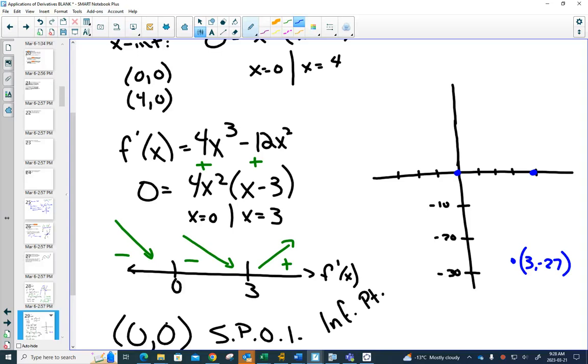Now, for graphing this one, because this will be the first one that we officially graph with a SPOI, a stationary point of inflection, what we need is at this stationary point of inflection for it to flatten out completely. So our graph is going to need to come down, flatten out, come down, hit our minimum, and then go back up forever.